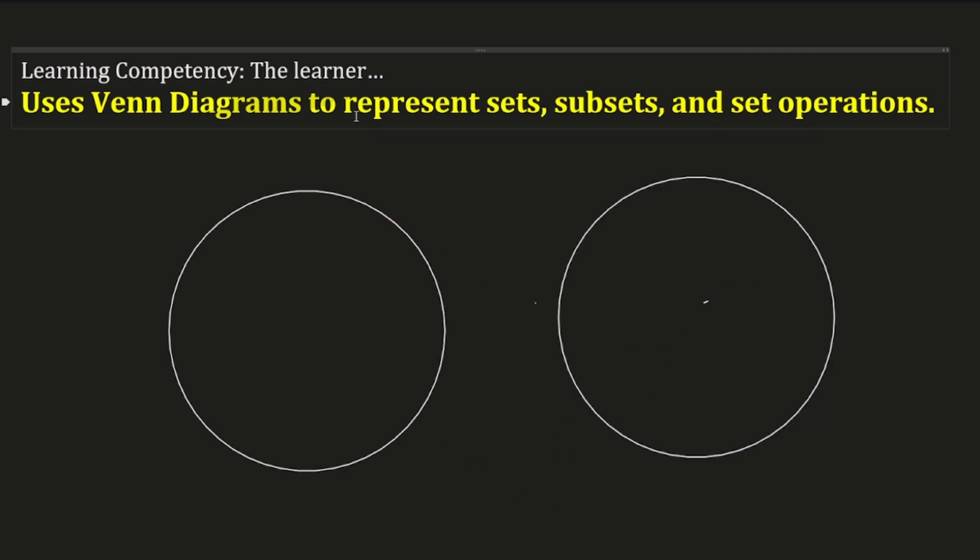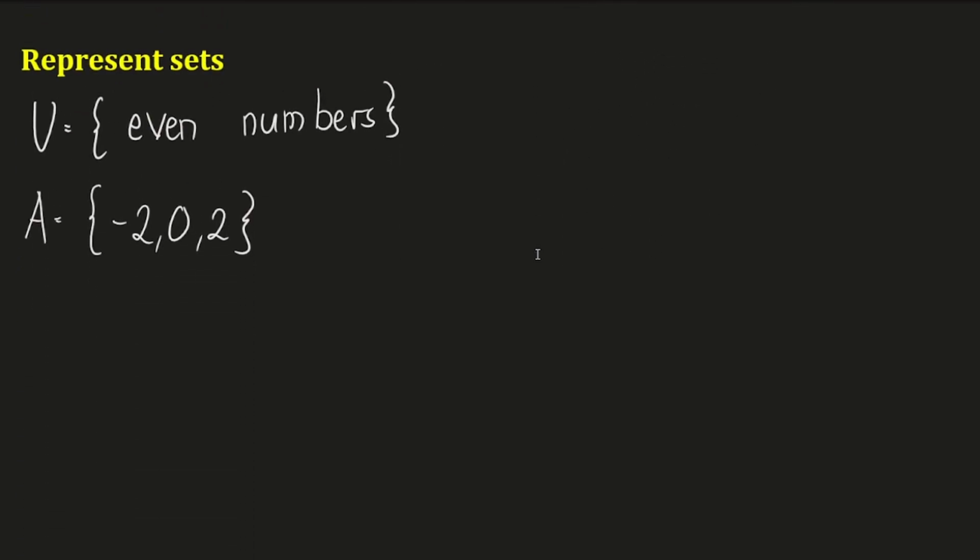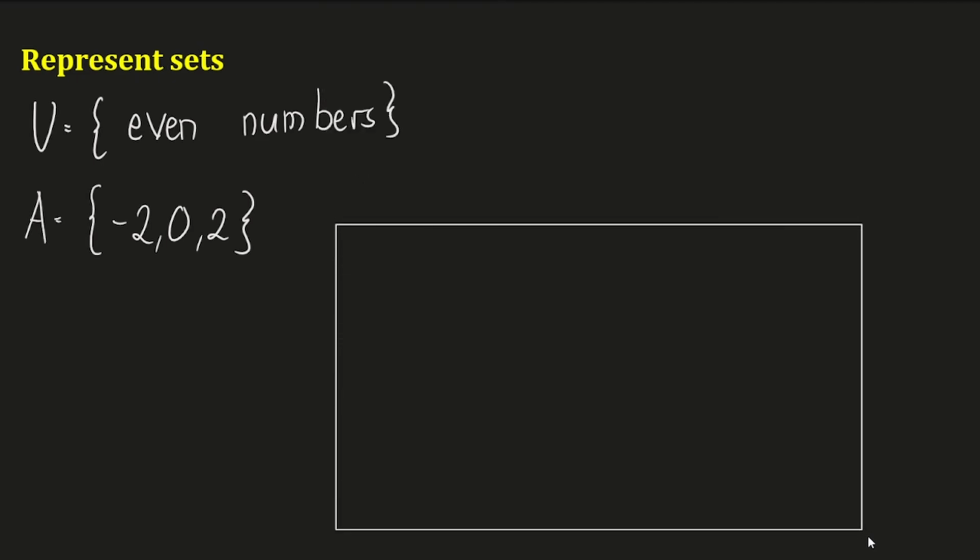So let's just start off with how do we represent sets using the Venn diagram. It's basically just circles. Okay, so what we have here is a universal set of even numbers and set A with elements -2, 0, and 2. So how do we represent the universal set? We don't use circles, but we use rectangles actually. There you go. So this would represent all even numbers. So let's just use U here at the top left. There you go. So that's how you represent universal sets.